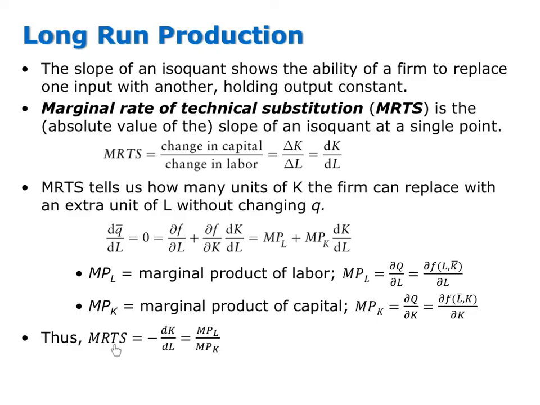It can be shown that the MRTS is the negative of the slope of an isoquant and equal to the ratio of marginal products, the marginal product of labor over the marginal product of capital, or more generally, the marginal product of the input on the x-axis divided by the marginal product of the input on the y-axis. Now, it can be confusing to think of a negative of a slope, which is why I define the MRTS as the absolute value of the slope.